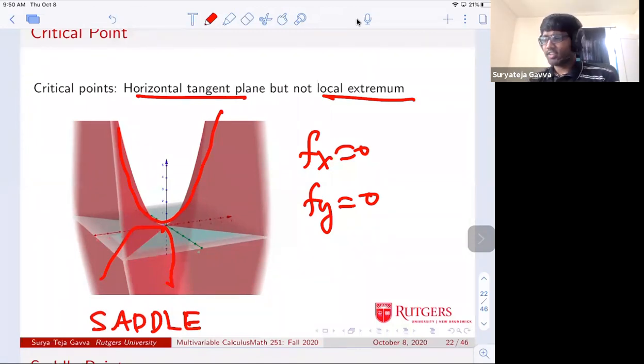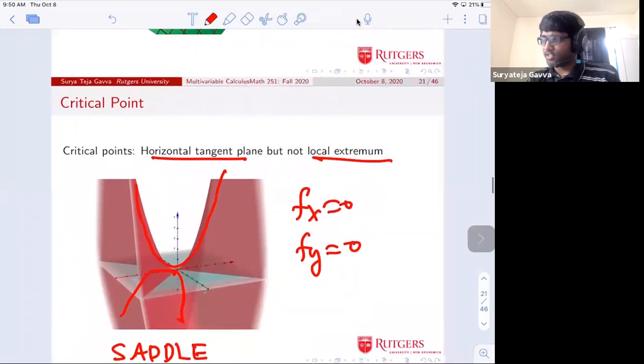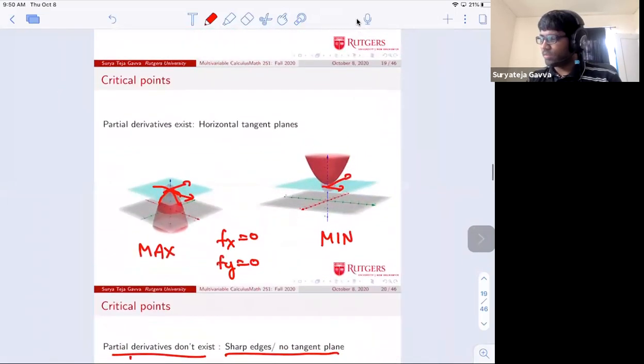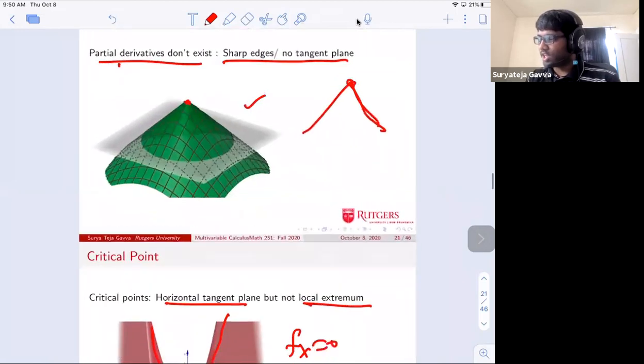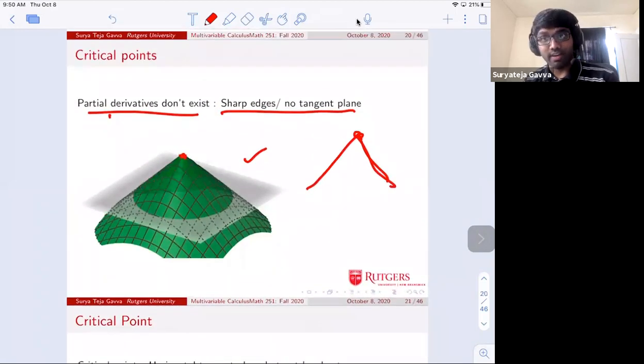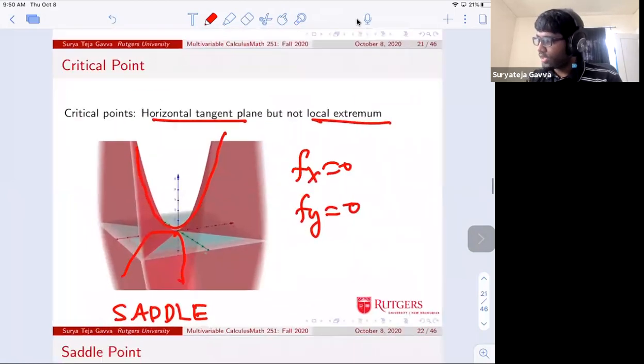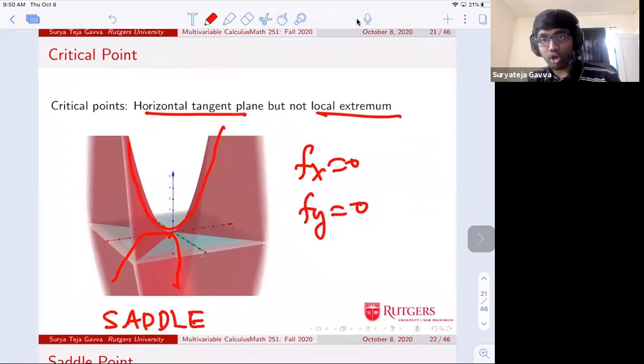Is that clear? So these are all pictures of critical points. Either they can be maxes or mins, so hence the derivatives are 0, or you can have sharp points, so the partial derivatives need not exist, or you can have the derivatives equal to 0 but still not a max or min. That's because f is a max in one direction and a min in another direction, so the derivatives will be 0 but still it's not a max or min.